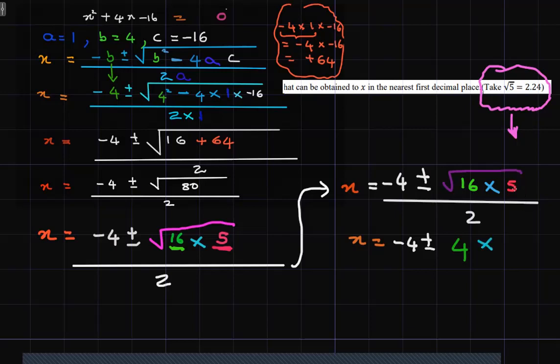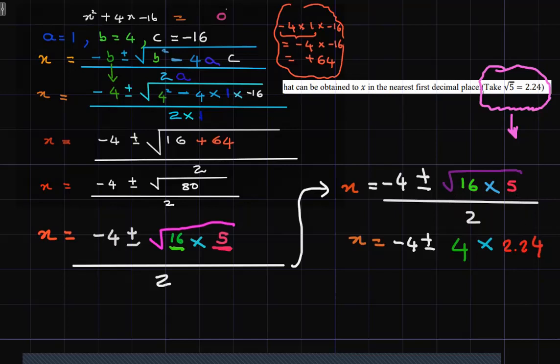What's the square root of 5? That has been given to us. What is it? 2.24. The square root of 16 is 4 and the square root of 5 is 2.24. I repeat, when there's a multiplication sign inside the square root sign, we can give the square root sign to each member. So the square root of 16 is 4 and the square root of 5 is 2.24.